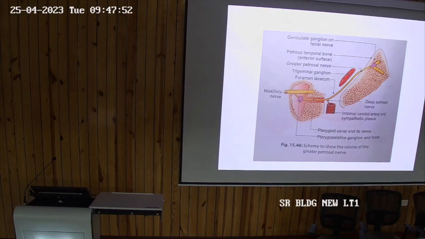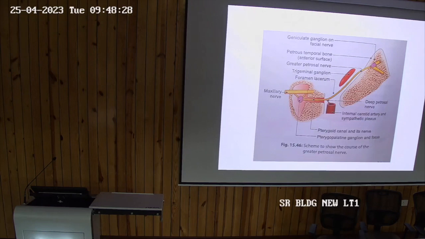Below the foramen lacerum, look here, this is the internal carotid artery. This internal carotid artery is surrounded by sympathetic fibers. And these sympathetic fibers, which are surrounding the internal carotid artery, are named the deep petrosal nerve. So what is the deep petrosal nerve? It is the bundle of sympathetic fibers which are surrounding the internal carotid artery. That is very clear in this diagram.